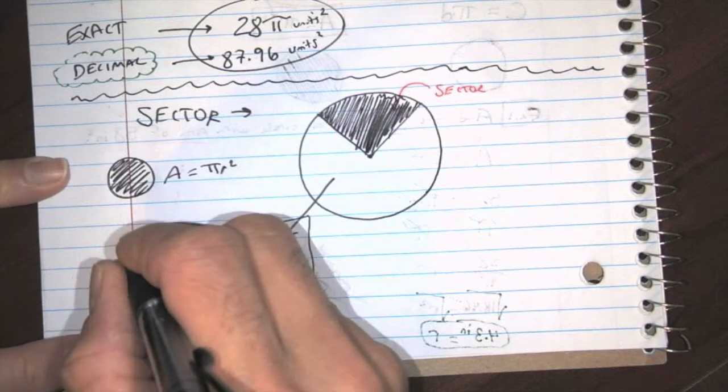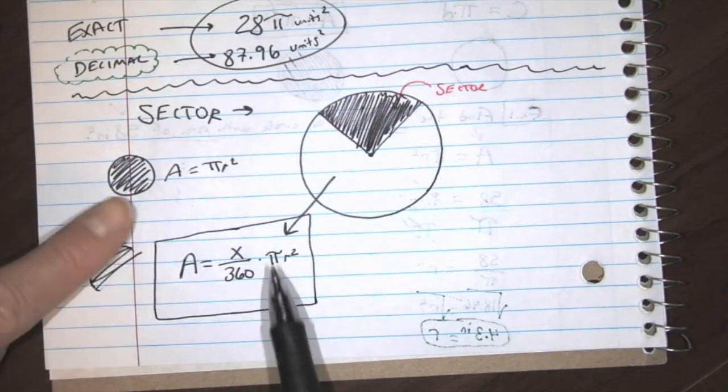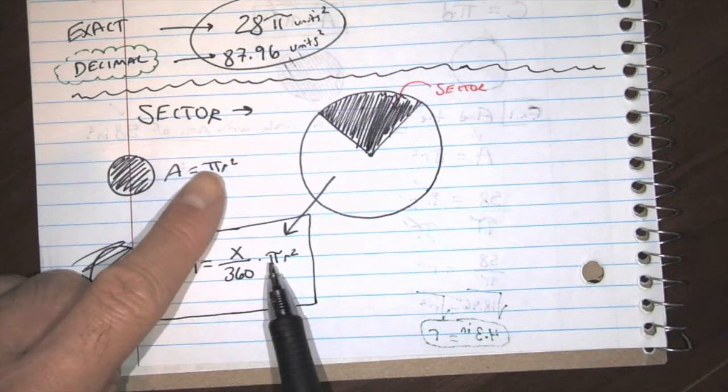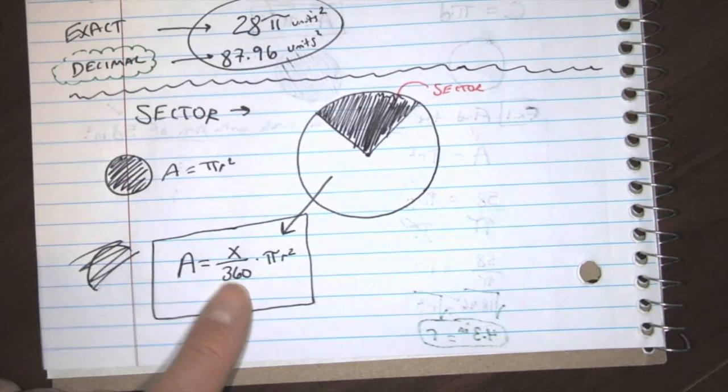Notice how these look very, very similar. I'm not going to draw that circle again. I could just come up here. The only difference is, see, look at that. Pi r squared, pi r squared. The only difference is you've got an x over 360. Now the question is, what is that x right there?